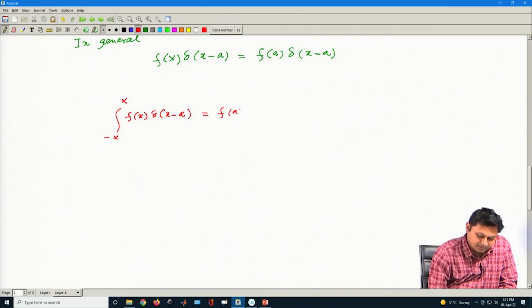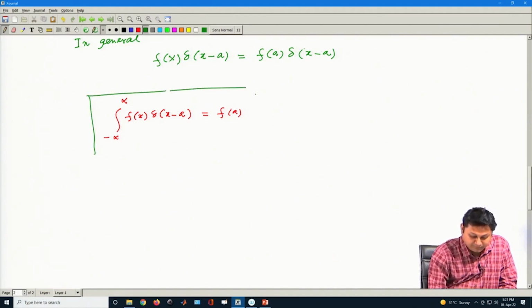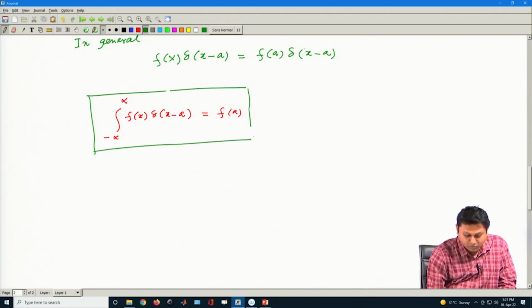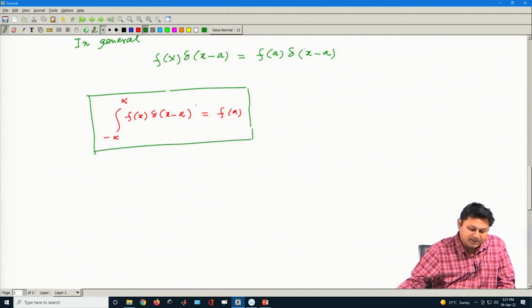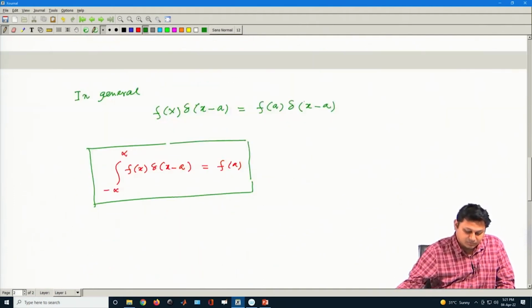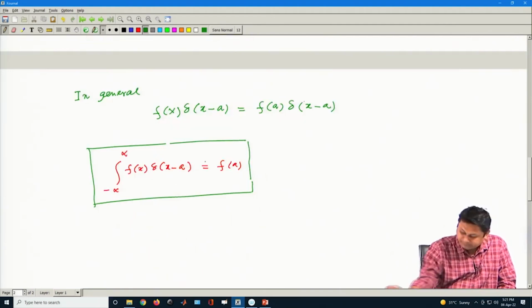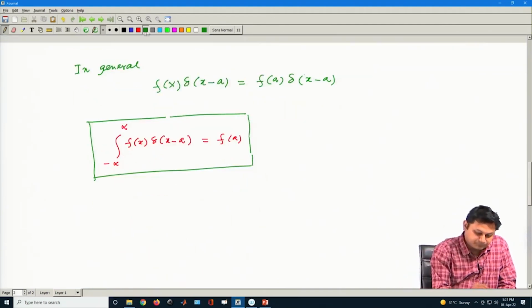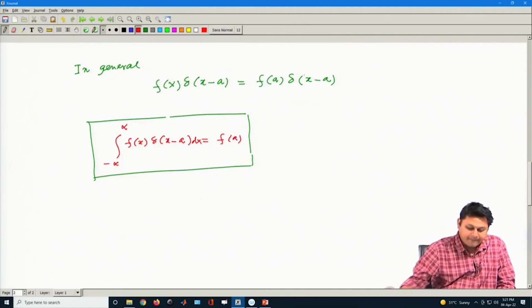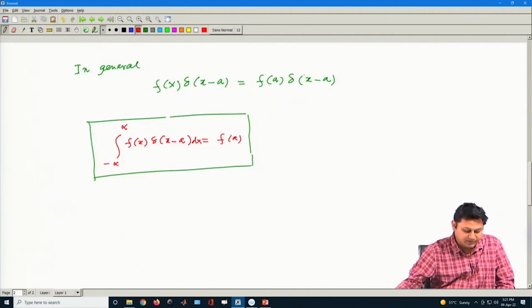So, delta(x) is a very, very important function as far as the integration is concerned. So, any function multiplied by the delta function, if I want to integrate over the x axis, in this case, I should put dx here. So, it should be dx. So, this is a very, very important result.